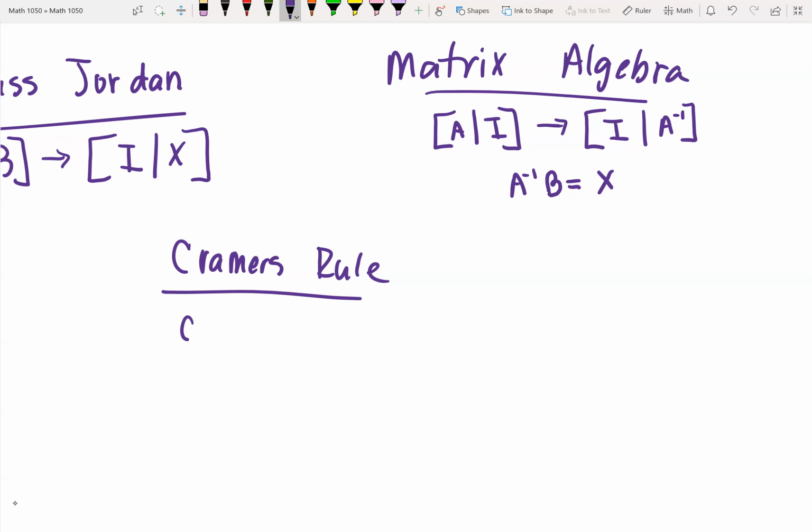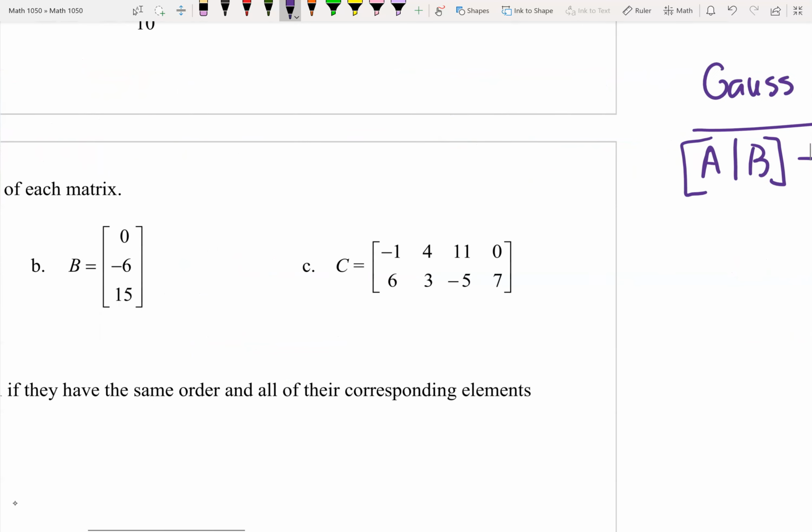Cramer's rule, you've learned Cramer's rule. The only thing you're learning today is matrix algebra. So Cramer's rule is this: A, B, C, D, and that multiplies to AD minus BC. So it's the cross multiply thing, et cetera. Cramer's rule is different. It's not really a matrix. You use a determinant. Okay, let's go ahead and get started.